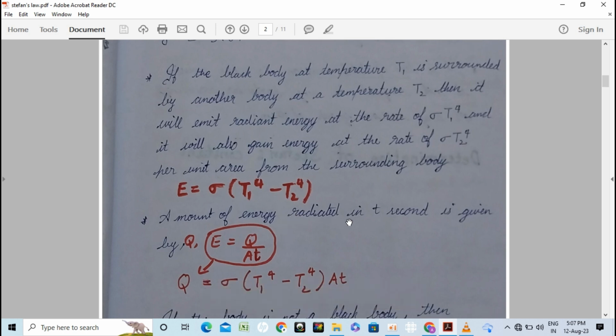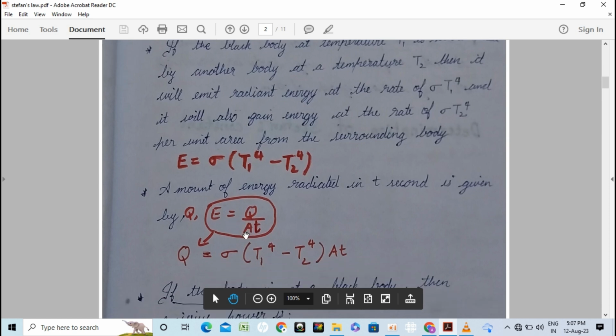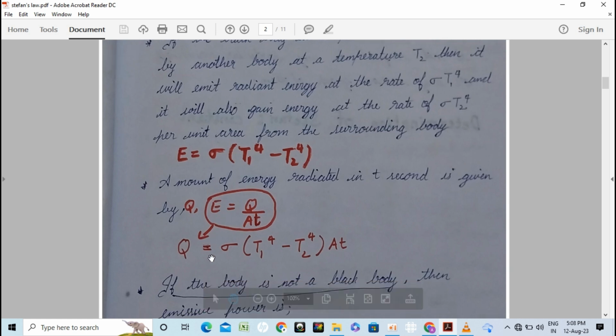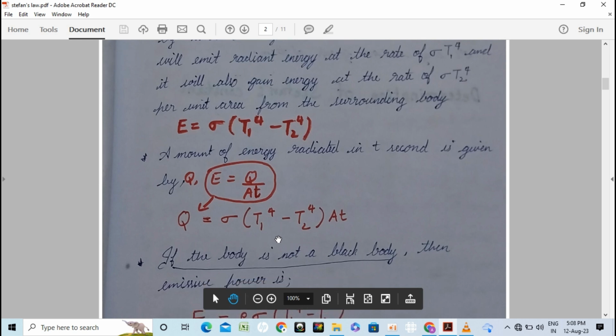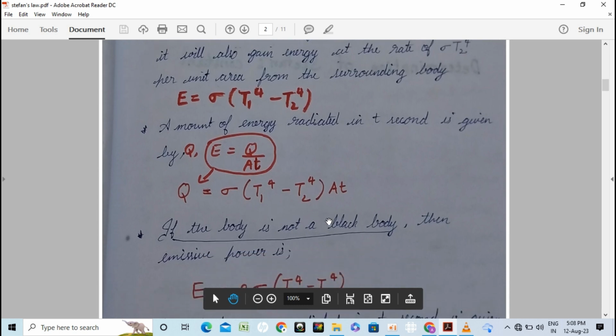The amount of energy radiated in t seconds is given by Q. From this equation, E is equal to Q by A t, so Q is equal to E times A t. We know the value of E from our previous equation. So Q is equal to sigma into T1 raised to 4 minus T2 raised to 4 times A t.